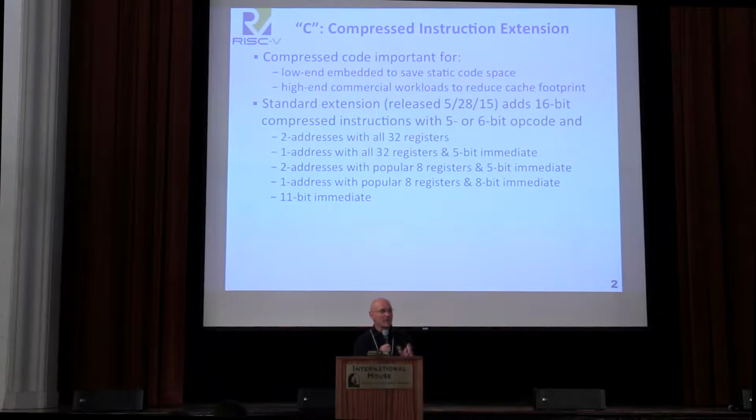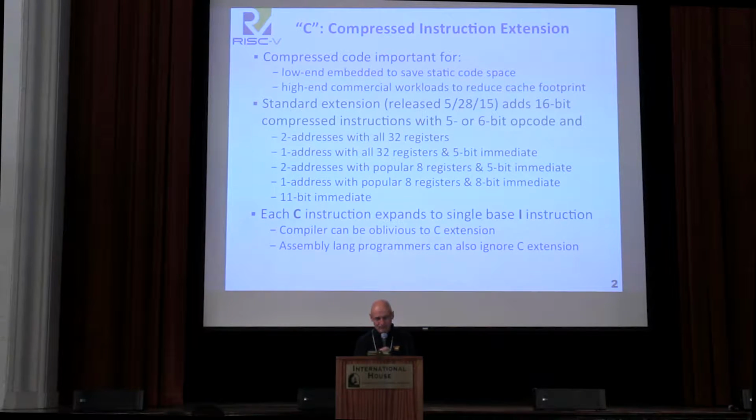You have a 5 or 6-bit opcode, and that leaves 10 or 11 bits, so you can have two 5-bit fields for registers, or a 5-bit register field and a 5-bit immediate. Or we use the 8 most popular registers, so we only use 3 bits. We could have 2 of those and a 5-bit immediate, or 1 of the 3-bit fields and an 8-bit immediate, or 11-bit immediates, and that's it.